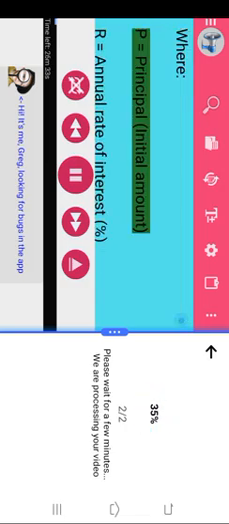Where P equals principal, the initial amount. R equals annual rate of interest percent. T equals time in years. SI is always calculated on the original principal throughout the time period. Total amount A equals P plus SI.